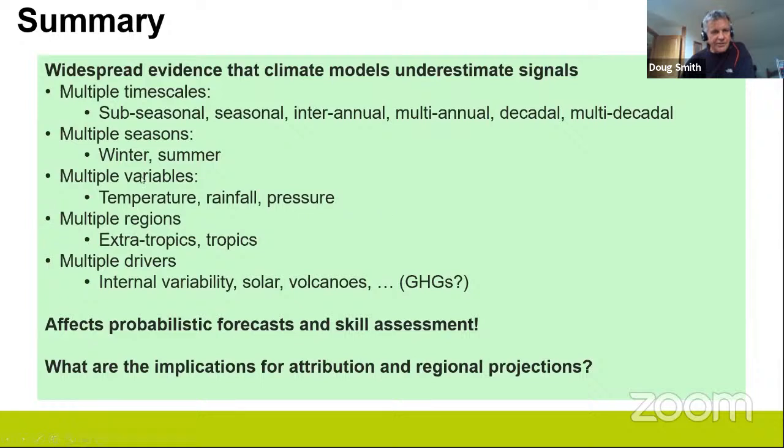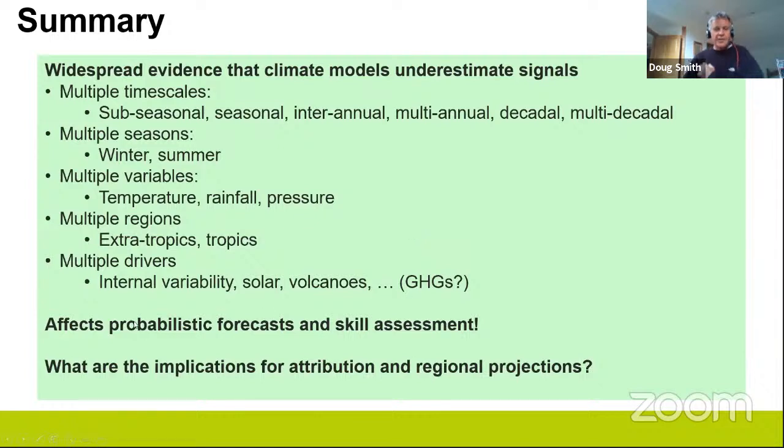So just to summarize then, there's widespread evidence in climate models that they underestimate signals, especially related to atmospheric circulation. This is seen on multiple timescales in different seasons, winter and summer. So timescales ranging from sub-seasonal up to multi-decadal. It's seen in multiple variables, temperature, rainfall, pressure, in different regions in the extratropics, but even the tropics on longer, decadal timescales. And it appears to be caused by multiple different drivers as well: internal variability, solar and volcanoes, potentially greenhouse gases. We're not 100% sure about that.